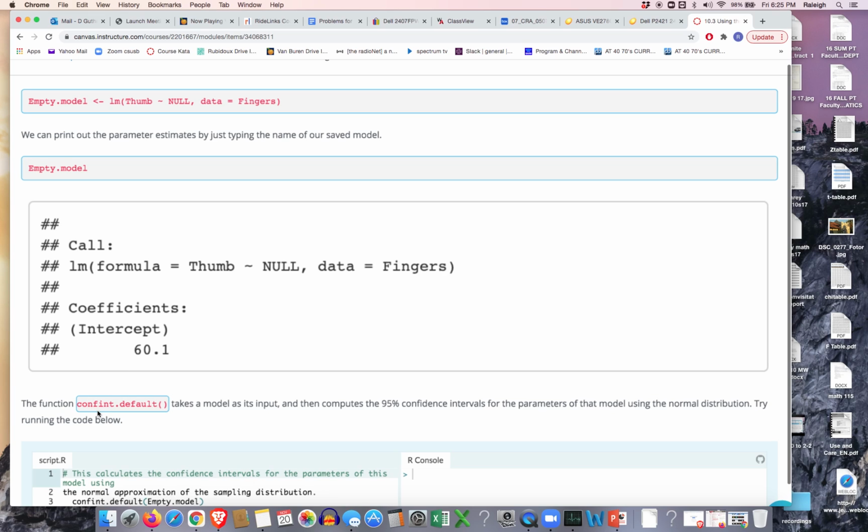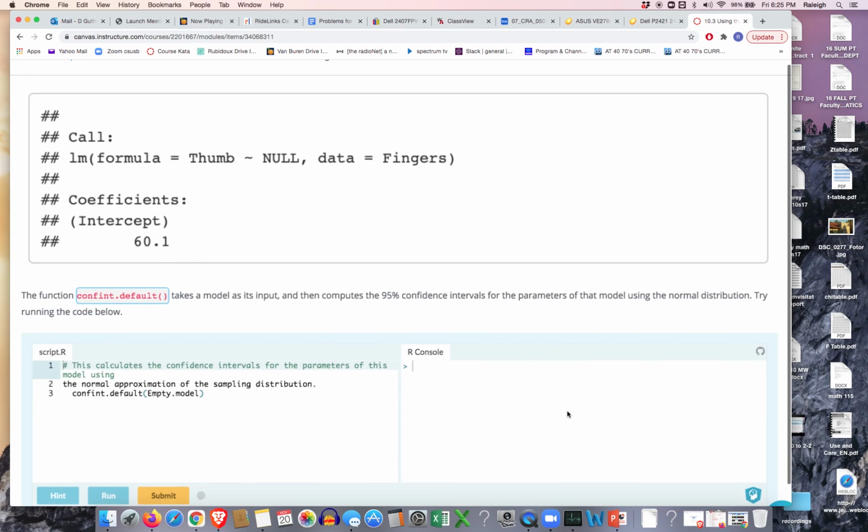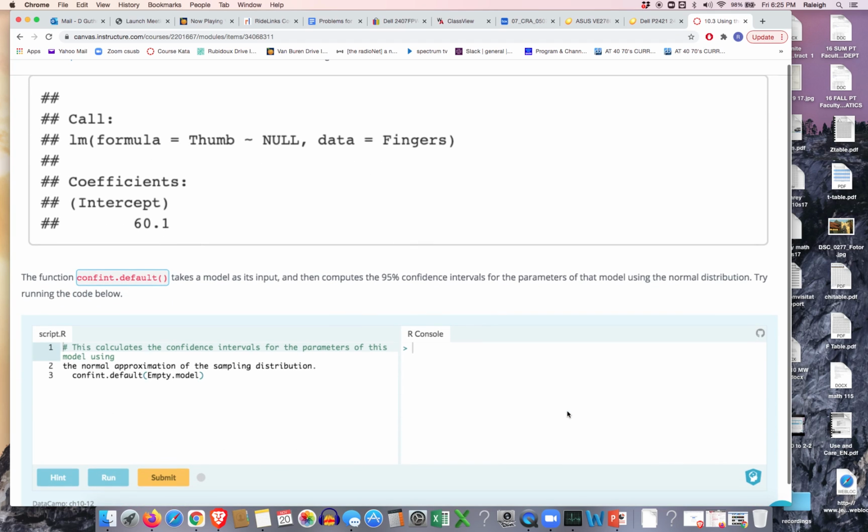And now we have a function called confint.default, parentheses, that takes a model as its input and then computes the 95% confidence intervals for the parameters of that model using the normal distribution. 95 is such a popular one, you don't even have to say 95. It just assumes you want it. I'm not quite sure how to change that to something different, but we'll worry about that if we need to. More and more they're just leaning on 95 in all the books, actually.